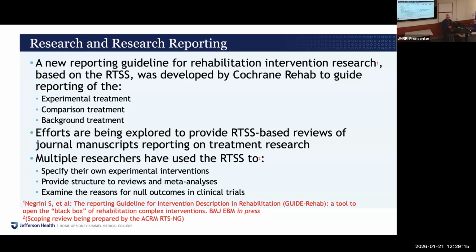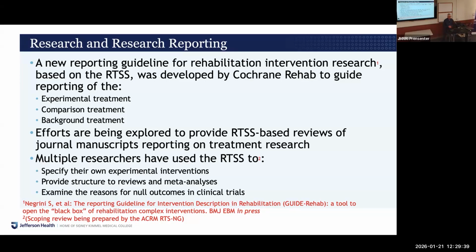And then most recently, just published in Evidence-Based Medicine, a new reporting guideline called GUIDE-Rehab. It is intended to be the way you should report treatments in any rehabilitation treatment study.